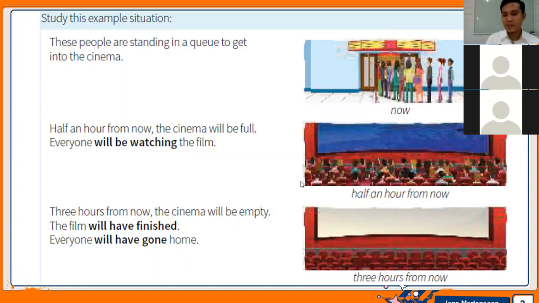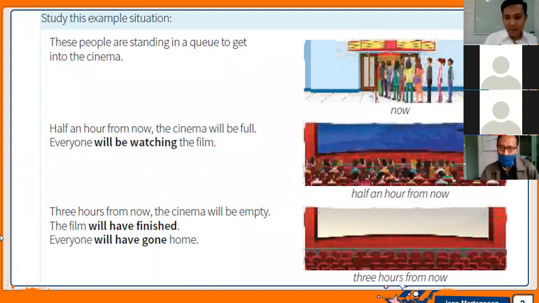So what will happen? Half an hour from now, setengah jam dari sekarang, what will happen? The cinema will be full with these people. I think half an hour from now the queue will be over, and all people will get into the cinema. Half an hour from now, the cinema will be full. So then, what will happen after that? Everyone will be watching the film.